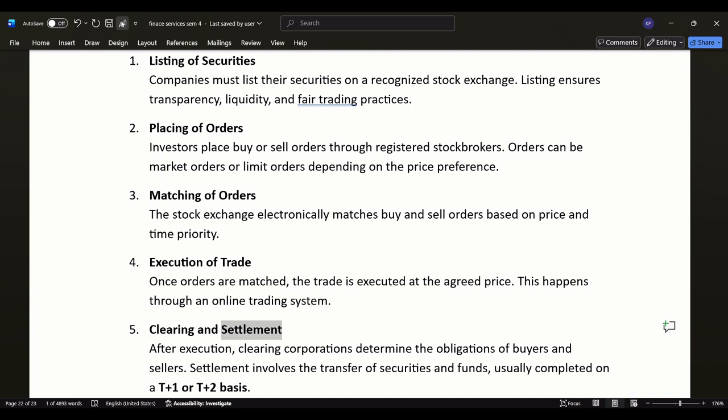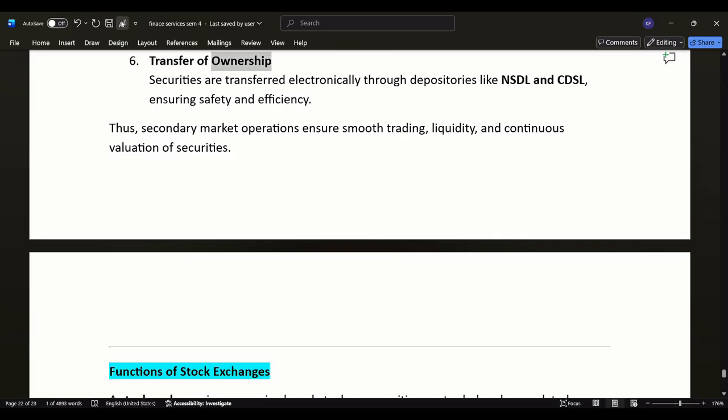Clearing and settlement. After execution, clearing corporations determine the obligations of buyers and sellers. Settlement involves the transfer of securities and funds, usually completed on a T+1 or T+2 basis. Transfer of ownership. Securities are transferred electronically through depositories like NSDL and CDSL, ensuring safety and efficiency. Thus, secondary market operations ensure smooth trading, liquidity, and continuous valuation of securities.